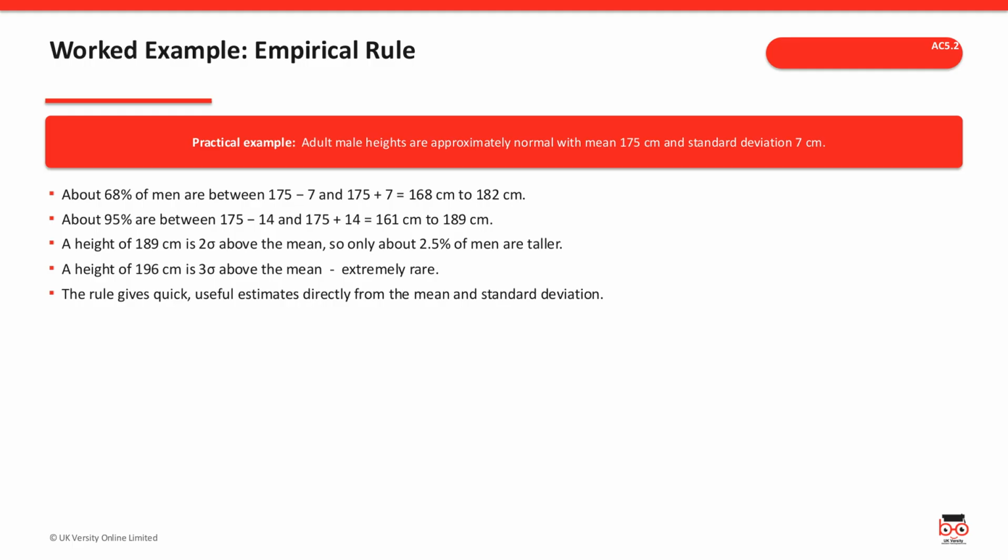A height of 189 is two standard deviations above the mean, so only about 2.5% of men are taller. And 196, 3 standard deviations up, is extremely rare, all worked out from just the mean and the standard deviation.